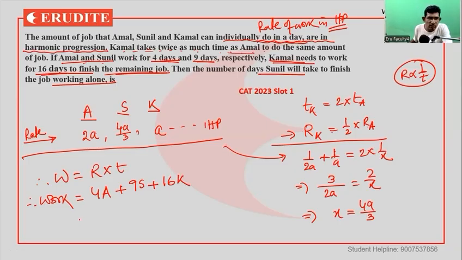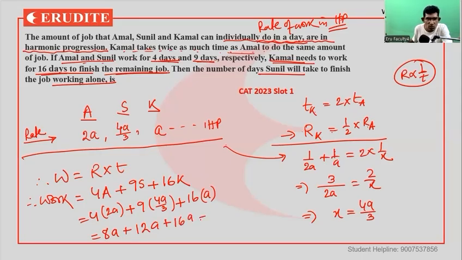Okay. So now I put the values. Rate of Amal is 2a, so 4 into 2a. Rate of Sunil is 4a upon 3, and rate of Kamal is a. So we get 8a plus 12a plus 16a, which is equal to 36a. So the total work is 36a. Now the question is, what's the time taken for Sunil to do the work alone?